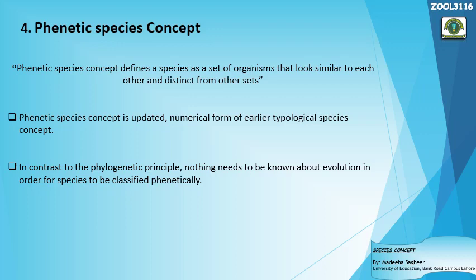Last point is, in contrast to the phylogenetic principle, nothing needs to be known about evolution in order for species to be classified phenetically. If we compare this concept with the phylogenetic principle, we don't need to know about their evolution, how they evolved, from which ancestor they evolved. We just classify the species phenetically, meaning that we classify the species on the degree of similarity in their characteristics, right?